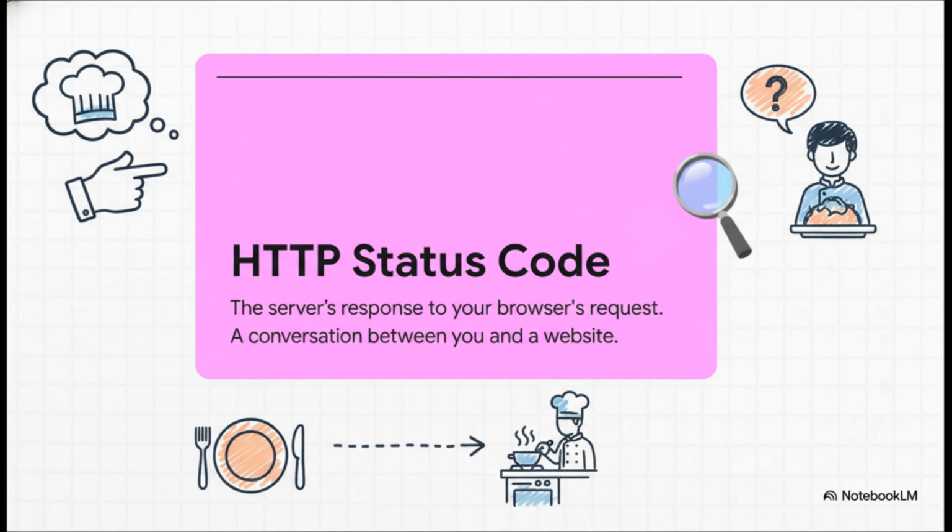So at its heart, an HTTP status code is really just the server's reply to your request. And to make this super simple, let's think about it like this. Imagine you're at a restaurant. Your browser is you placing an order. The website, that's the restaurant's kitchen. The status code is just the waiter coming back to tell you what's up with your food.